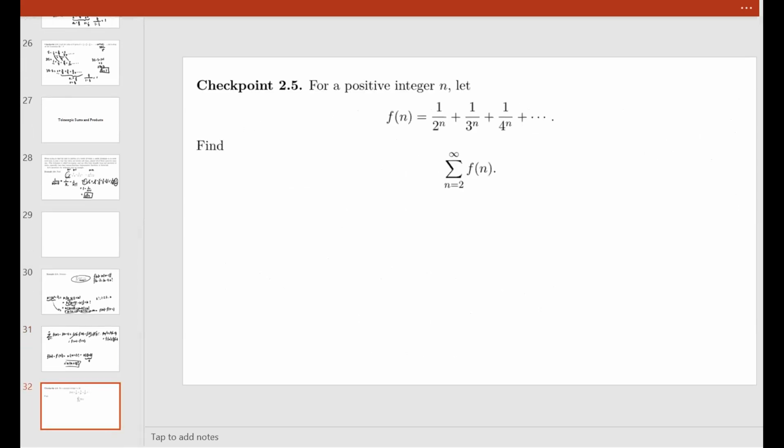Now you guys can try this checkpoint. We have this definition of f of n, and you want to find this infinite sum.